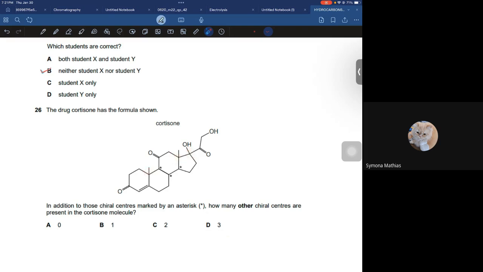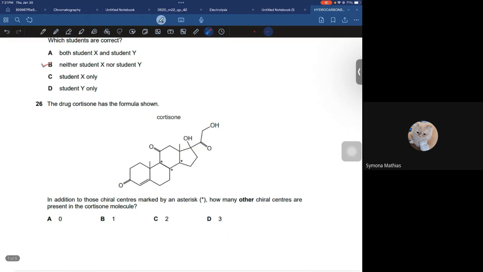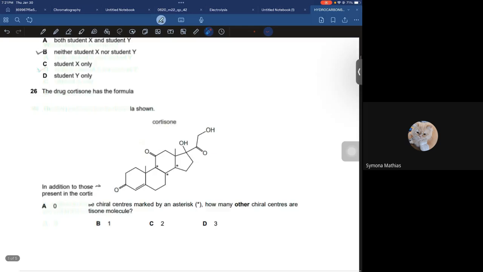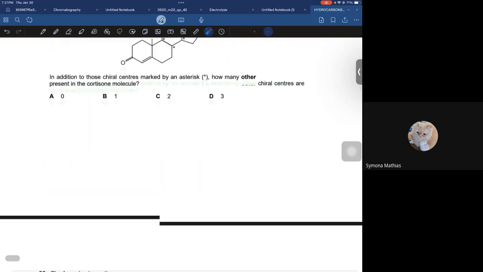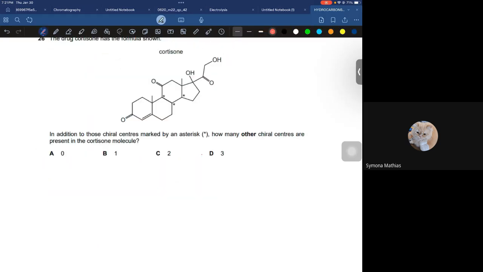A double bond carbon is not a chiral center. So this is not, this is not, and this is not. So three chiral centers are there.